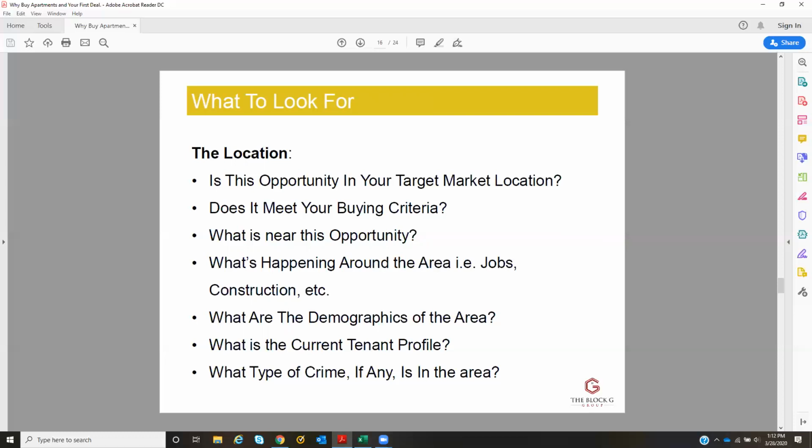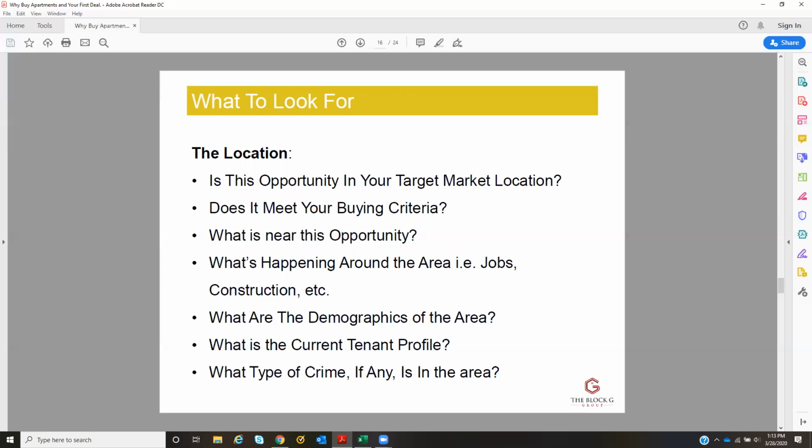And you don't have to be exact right now. Just be thinking, what is your target location? What is your buying criteria? If you're not comfortable saying, I want 35 to 100 units, go 35 to 40. Boom. Start somewhere, right? What's near the opportunities you're looking at? What areas are you targeting? What's happening around the area? Jobs, construction, new building, and new warehouses. What are the demographics of the area?